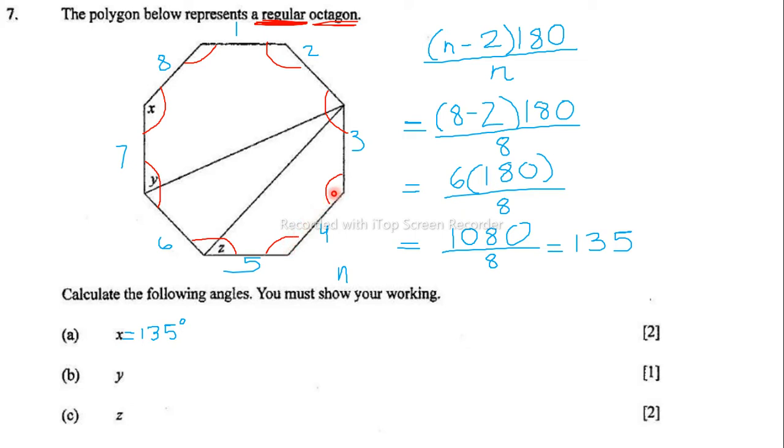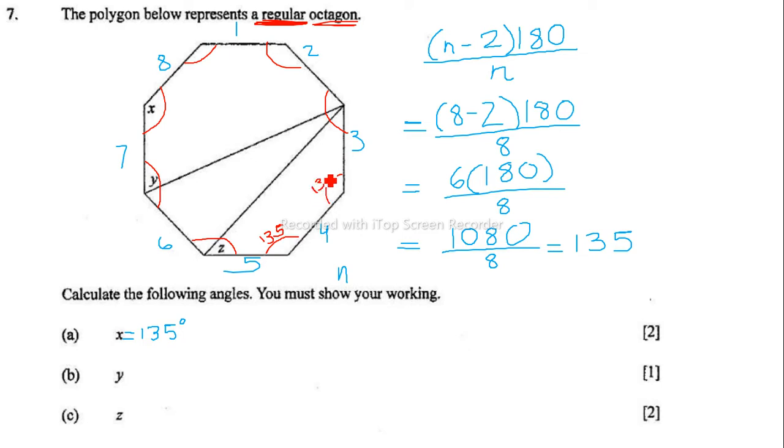Because all the angles all together. Yeah, because of this formula, right? Each of these red spots is supposed to be equal to 135. The interior angles of this octagon must be equal to 135. So this is 135, and this is 135.